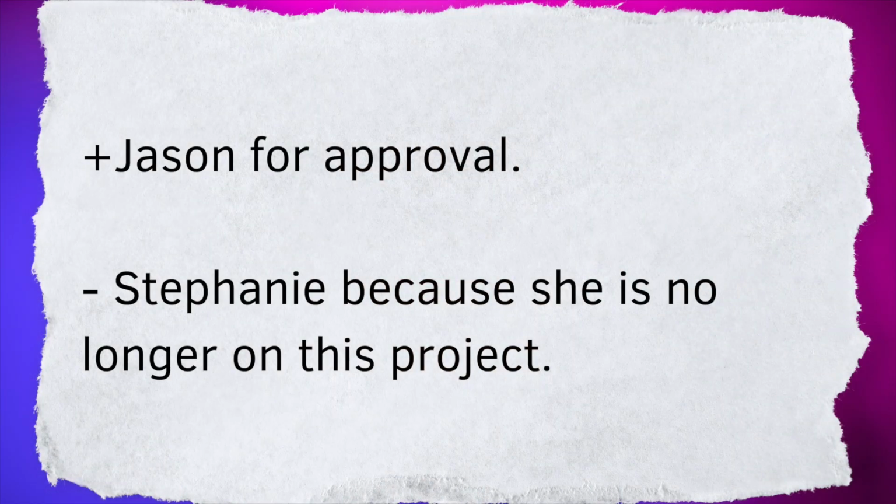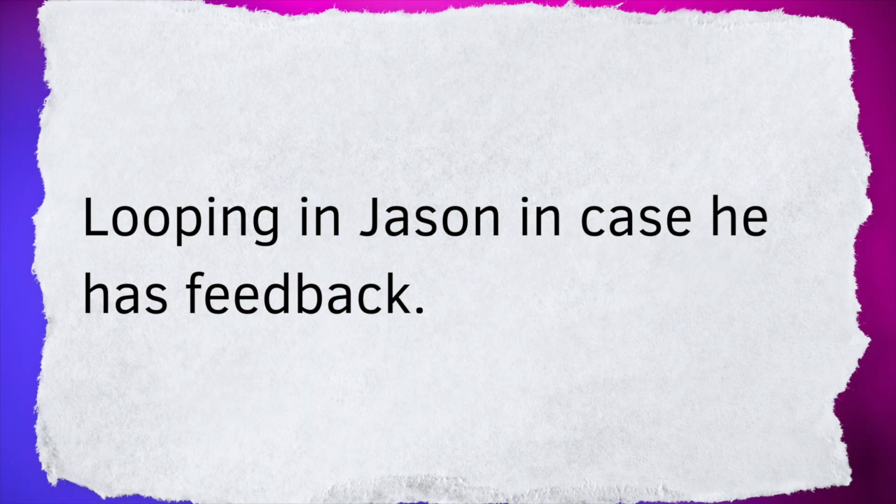And you can do this by making a note at the top of your email using a plus or minus sign. And the first line of your email might look something like this: adding Jason for approval and removing Stephanie because she's no longer on this project. Or you can include a note at the top of your email that says something like this: looping in Jason in case he has any feedback. Okay, so it's nice for everyone to be on the same page. It's professional and it avoids confusion.